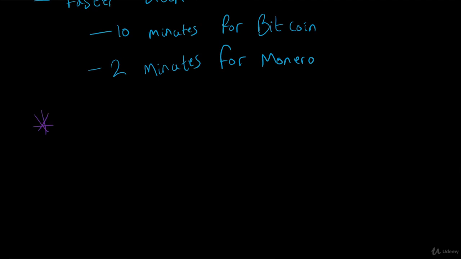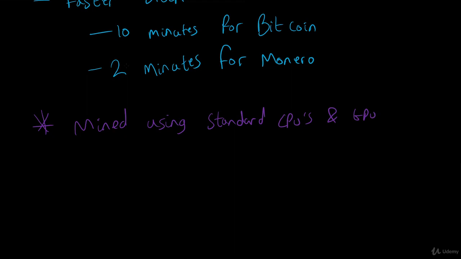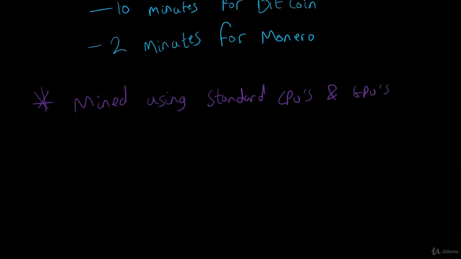Another great thing about Monero is it can actually be mined using standard CPUs and GPUs. It's basically got an algorithm that's ASIC resistant, and ASICs are special cards generally used within Bitcoin that are specifically designed for mining.